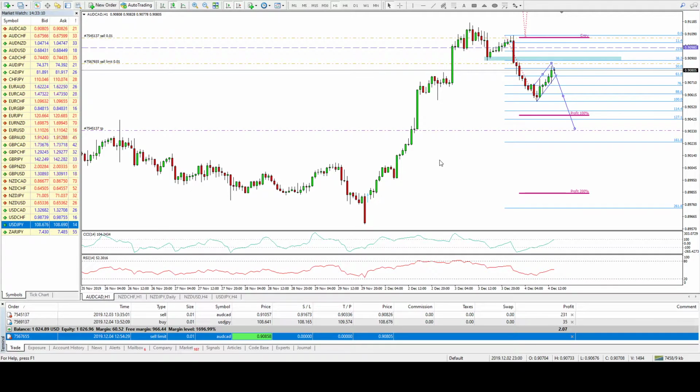So just be patient and wait for good setup to happen. That's all we can do. We can't just force a trade in just to trade. So with all that said, let's see. Let's see what we can do here.